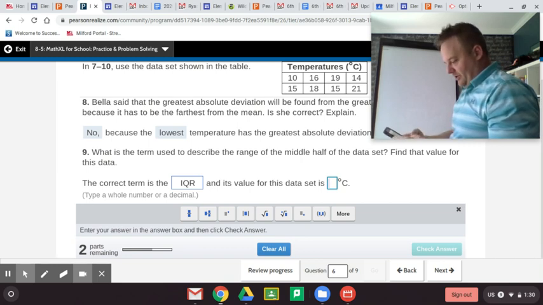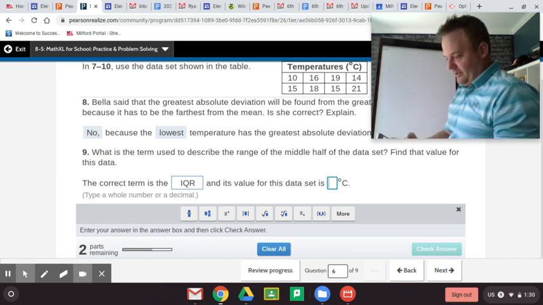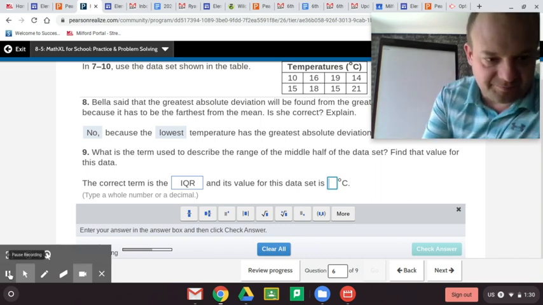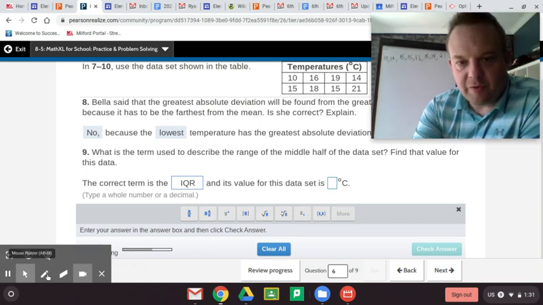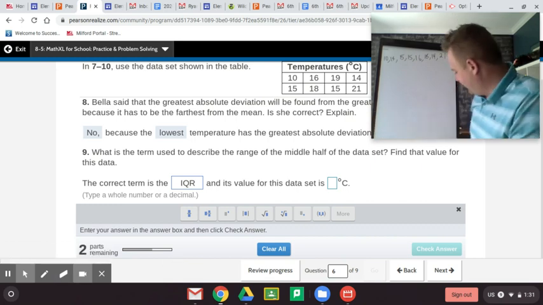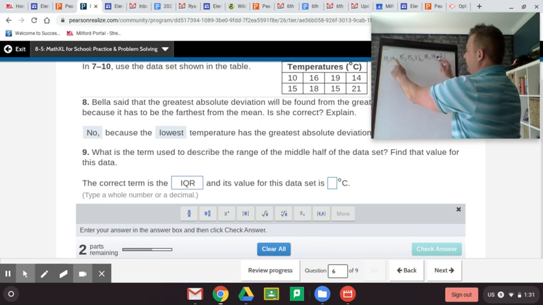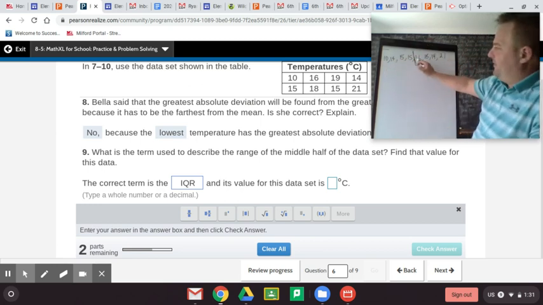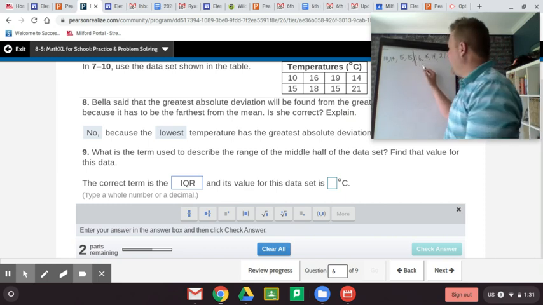So put the numbers in order from least to greatest. I'm going to pause. And I have them in order from least to greatest. I made sure to count 8 and 8. And watch how I find the interquartile range. First, find the median. The median comes between 15 and 16, so it's 15.5.